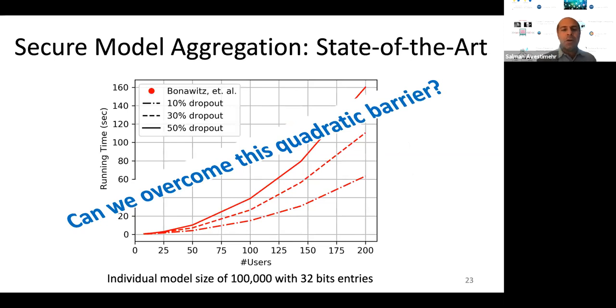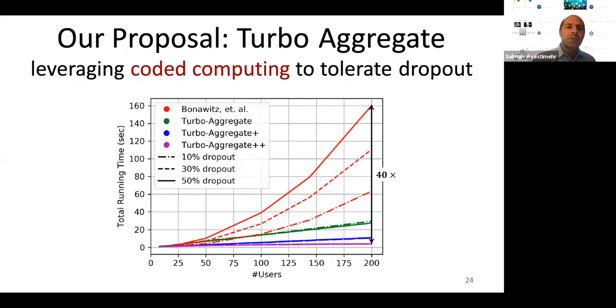So when we look at that problem, the first question that came to our mind is, is this quadratic complexity fundamental? Meaning that's the price you have to pay for enabling security, or can we overcome that? So the first result that I wanted to talk to you about is our algorithm called Turbo Aggregate. And in the same plot, I'm showing the performance of Turbo Aggregate. There are 3 versions of it. Don't worry about that. I will tell you later. Look at just the purple version, which is the best version.